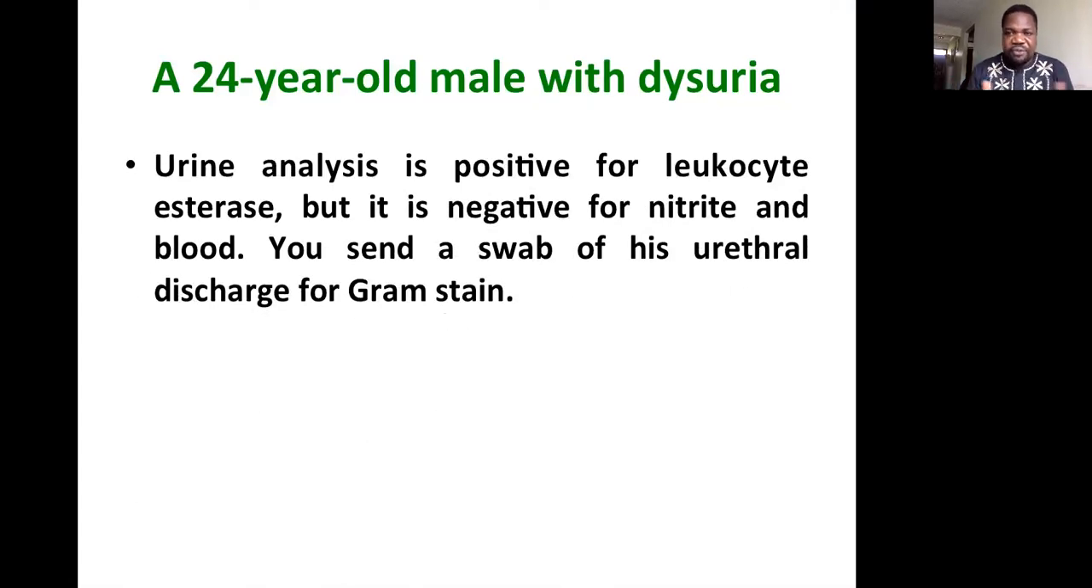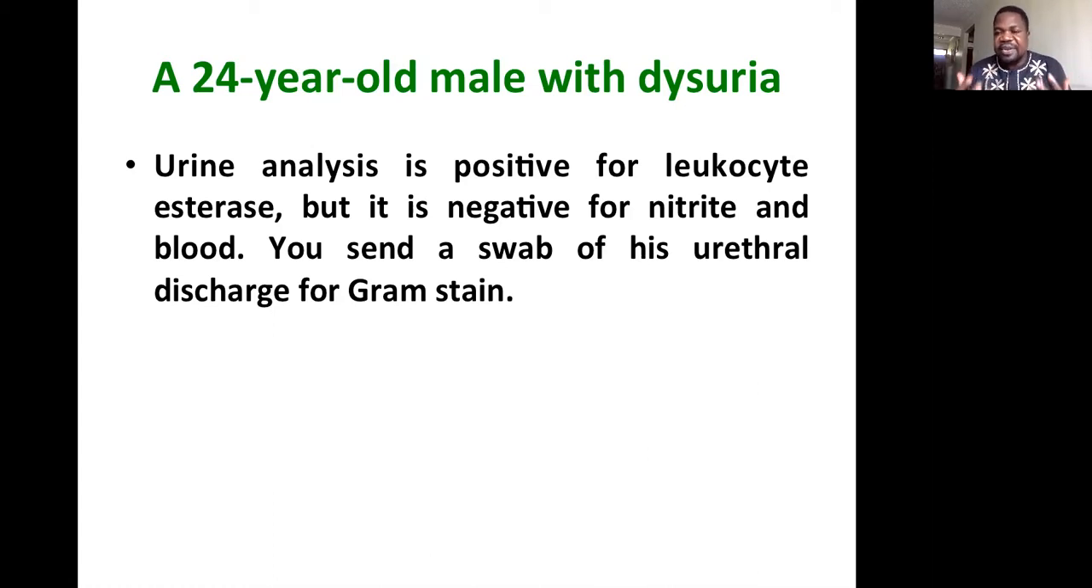Then of course, you need to do a urine analysis. You find that it's positive for leukocyte esterase. What it means is that there are white blood cells, mainly neutrophils, because they are the ones that produce leukocyte esterase. It's a rapid test that you can do in the doctor's office to find out if there are pus cells in the urine. But it's negative for nitrite and there is no blood in the urine.